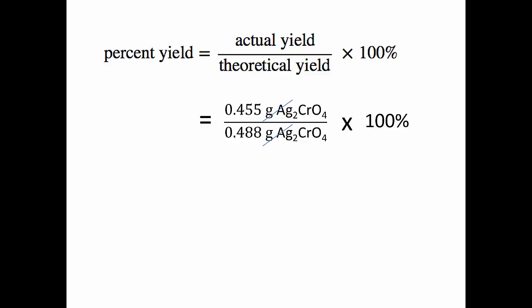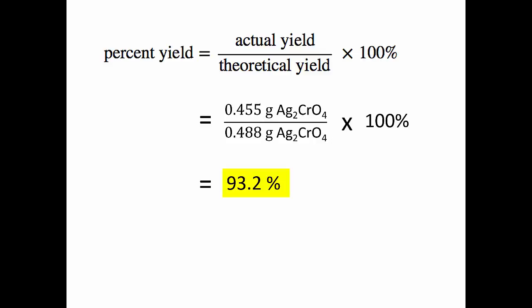Okay, so we can now solve for our percent yield. Percent yield is equal to actual yield divided by theoretical yield times 100%. 0.455 gram Ag2CrO4 divided by 0.488 gram Ag2CrO4 times 100%, cancel out gram Ag2CrO4. We have the answer, 93.2%, and that is our percent yield.